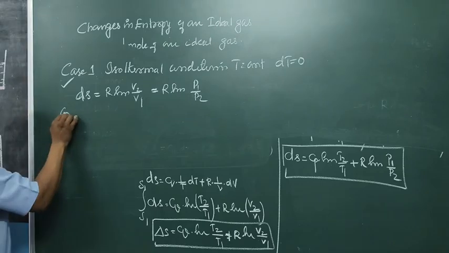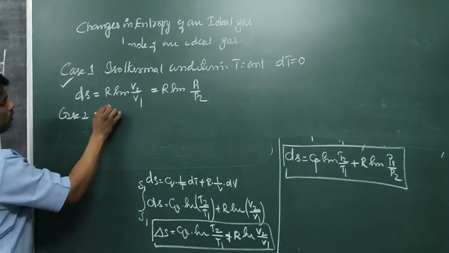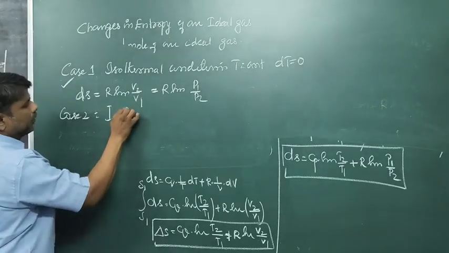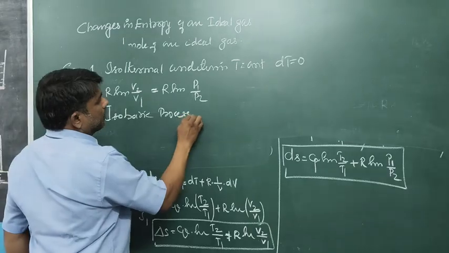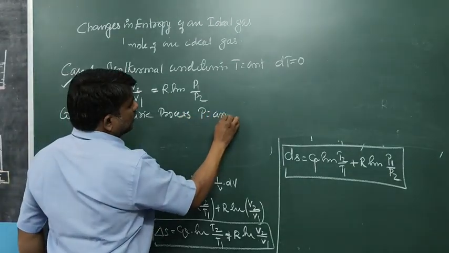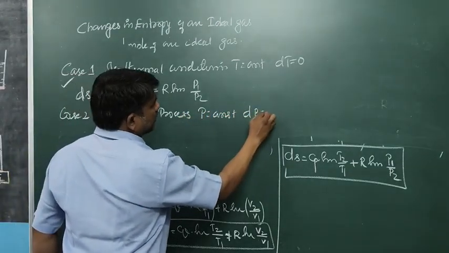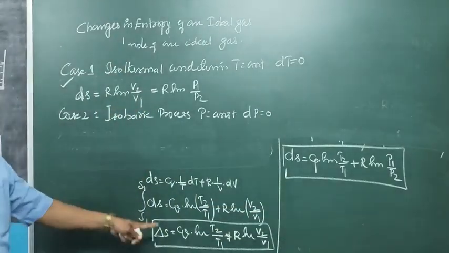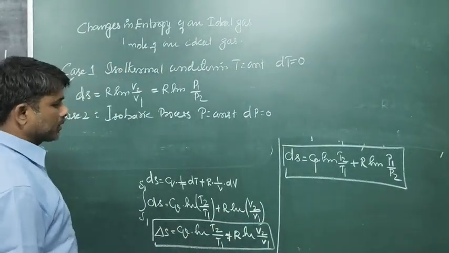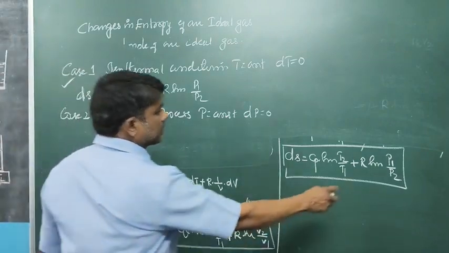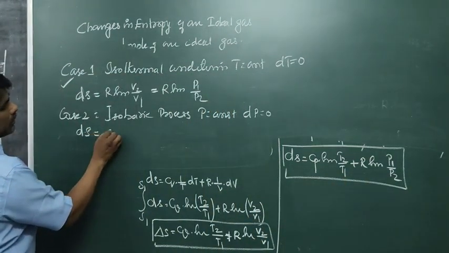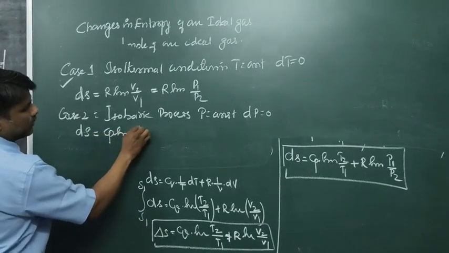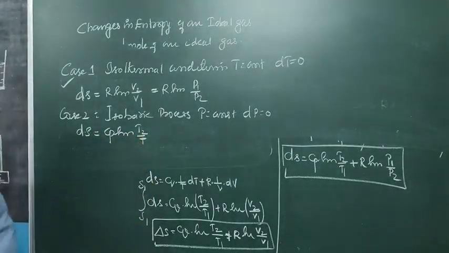Second case, pressure is constant. Case 2, isobaric process. P is equal to constant and change in pressure is equal to 0. Apply this case on both equations. When pressure is constant, this term gets cancelled. ΔS is equal to Cp ln(T2/T1).